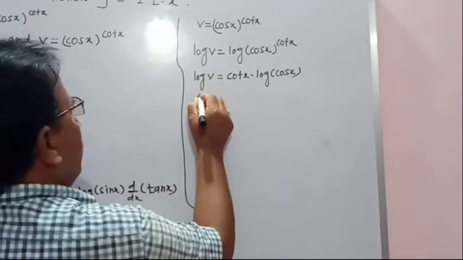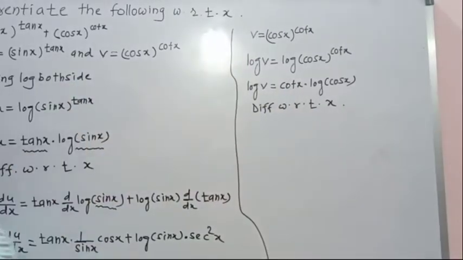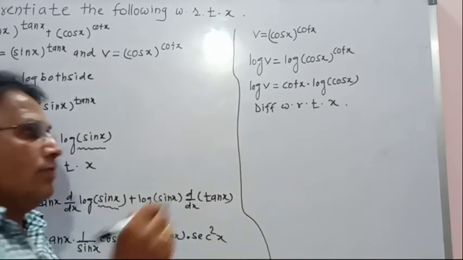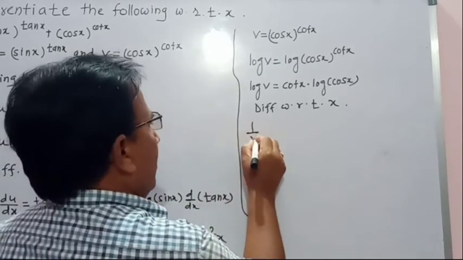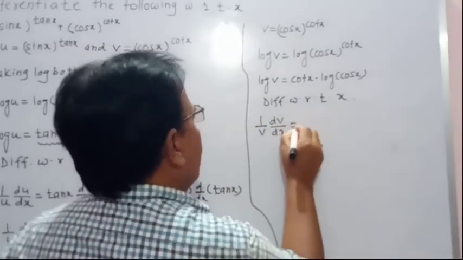Differentiate both sides with respect to x. The derivative of log v is 1 by v, and the derivative of v is dv by dx. Differentiate with respect to x.